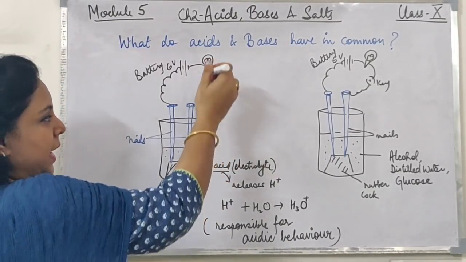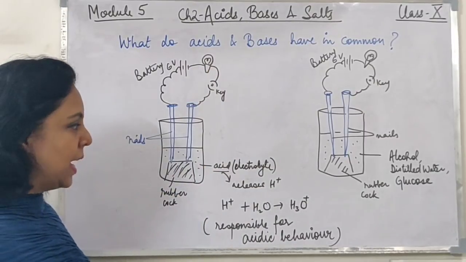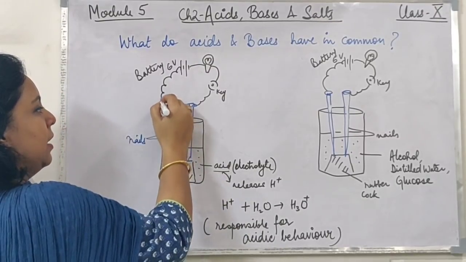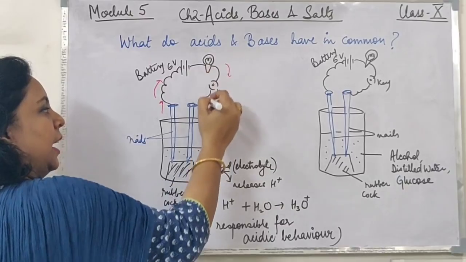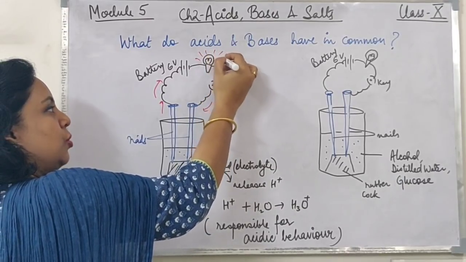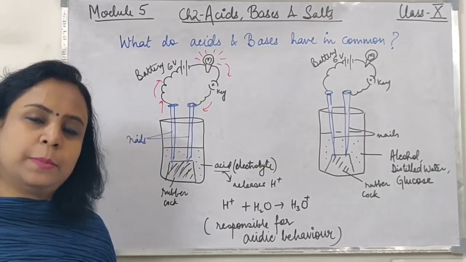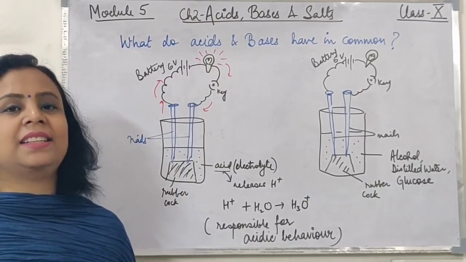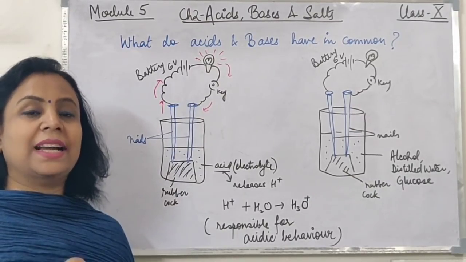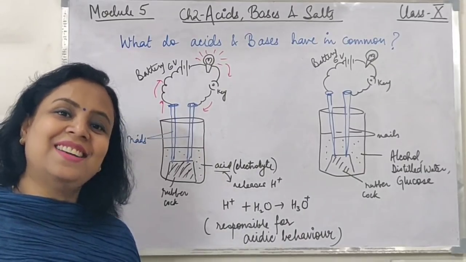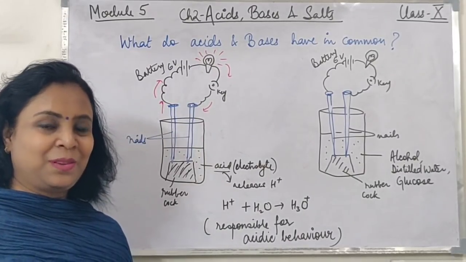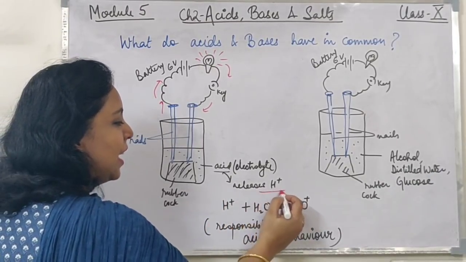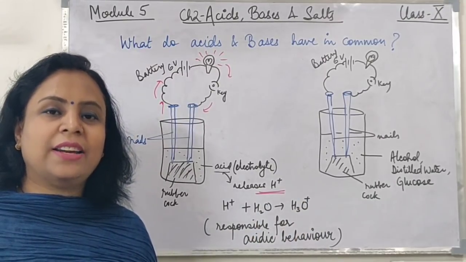Now what happens when I close the key? We will observe that the current starts flowing in the circuit and the bulb starts to glow. Now what do you think must be the reason? Yes, you are right. The reason is that acids are ionic compounds and they release ions when they are in solution form. What type of ions? Yes, you are right. They are the H+ ions, or the hydrogen ions.